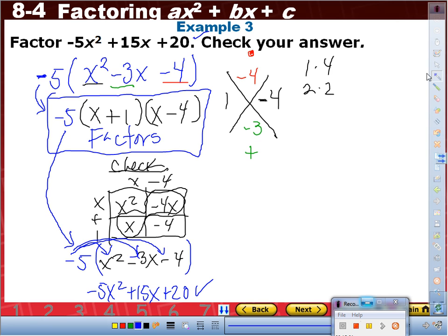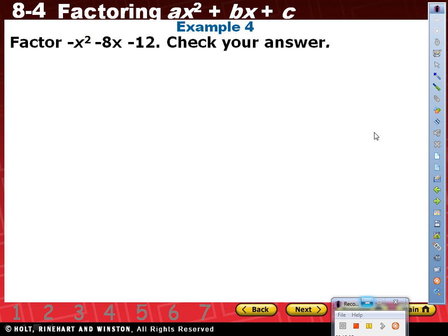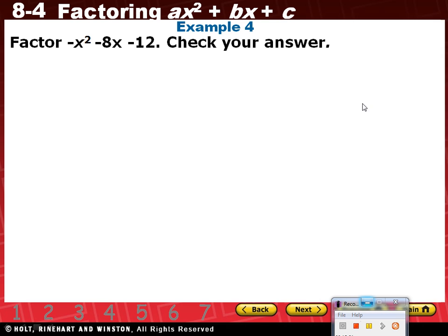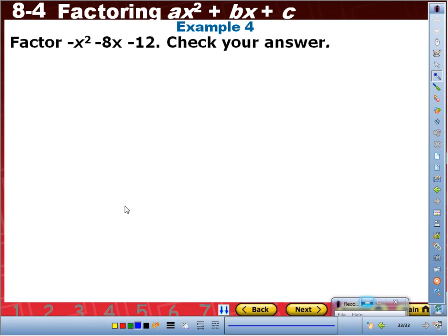Example number 4. Copy that one, please. See if you can do this one by yourself. I'll just help you out with the first step. Negative x squared minus 8x minus 12. Okay, let's see. Think about it, everyone. Step 1 is factor the GCF.